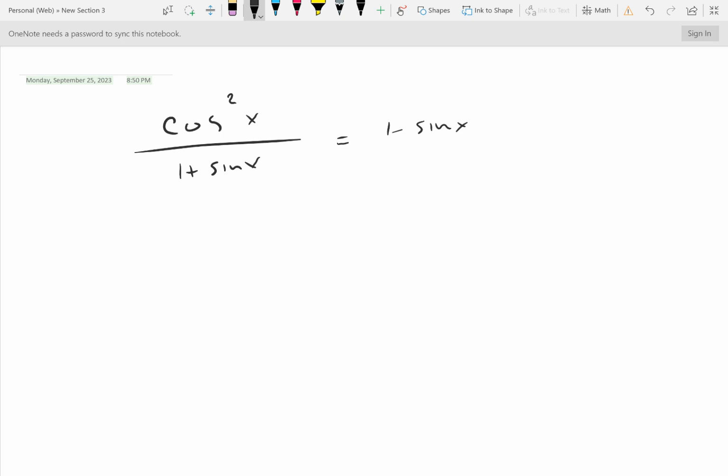If only I knew what cosine squared was. Oh, wait, I do. Uncle Pythagoras says it's this. Hey, that guy factors.